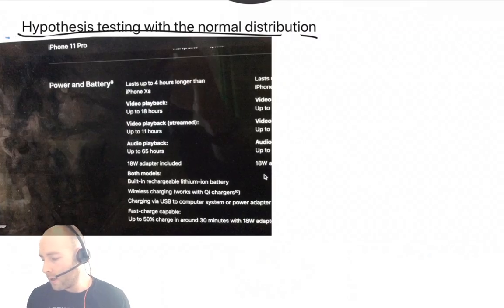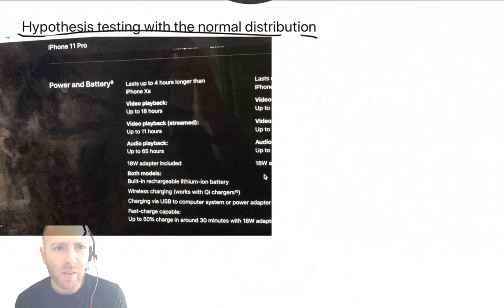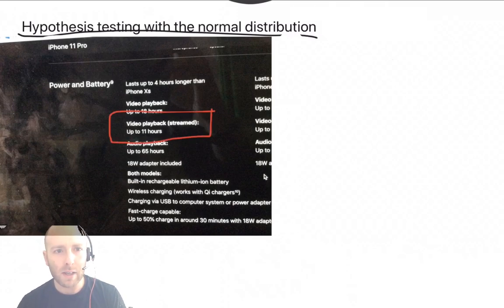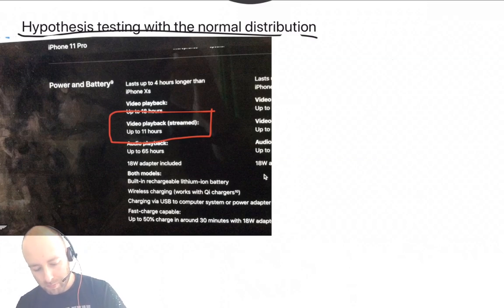So we're going to try a hypothesis test. I think the only way to do these really is to just jump into it. So I've found the data for the best iPhone. Apparently the iPhone 11 Pro is the best iPhone currently, and Apple on their website state the video playback, if you're streaming, is up to 11 hours. So they've stated that the mean battery life should be 11 hours.